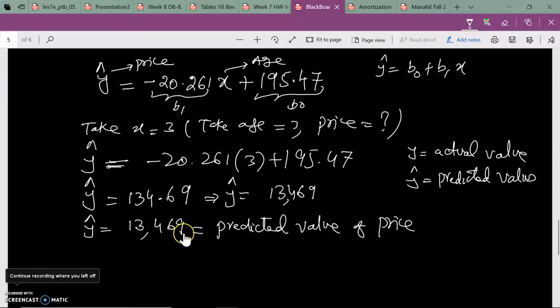Now the question that comes to mind is, how good is this prediction? A prediction can be a good one, or a prediction can be a bad one. So the question that comes to mind is, how good is this prediction? And now we talk about this.